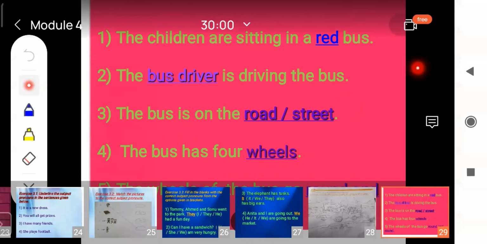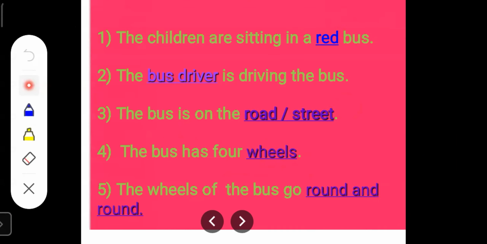Children, with this, we have finished revision of module number 4. Now we will do revision of module number 5. I hope you have all understood when we can use subject pronouns and what are the words that are used as subject pronouns. So we will move further to the revision of module number 5.